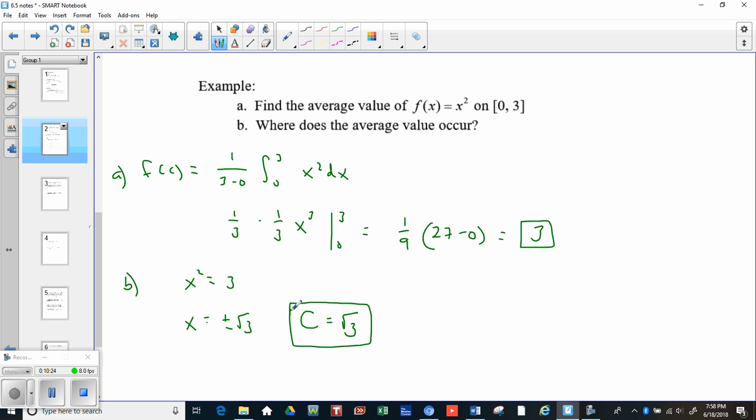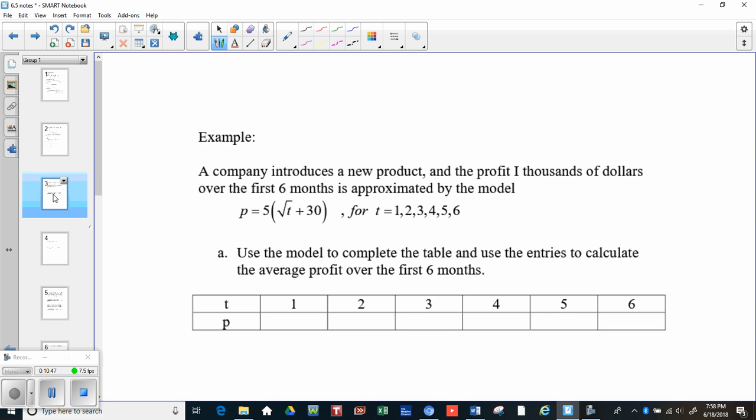So what that really means is, at x equals the square root of 3, the y value of this function is 3, and that is the one rectangle that you would need to make that would give you the same exact value as the integral from 0 to 3 of x squared. All right, let's go ahead and look at the next page.